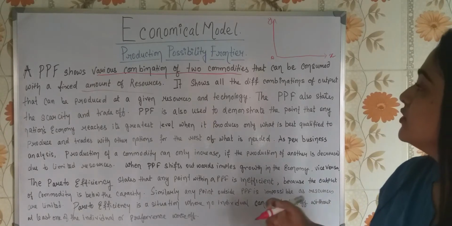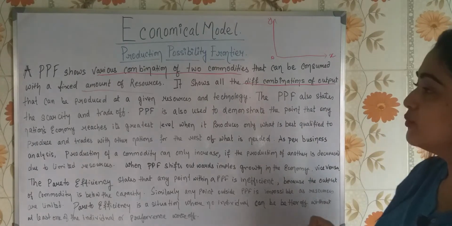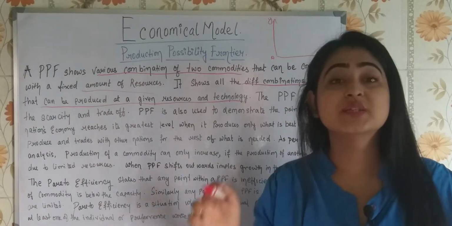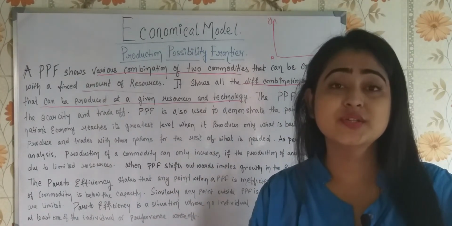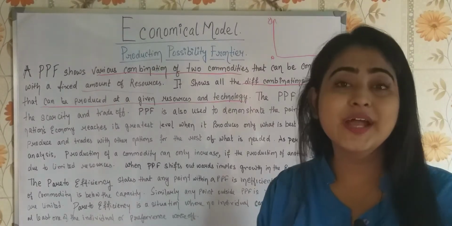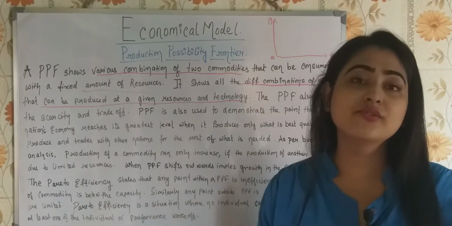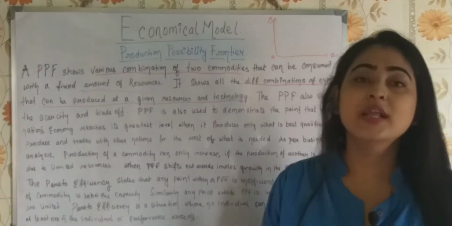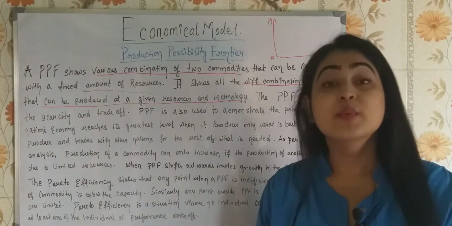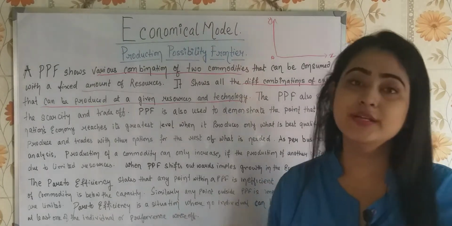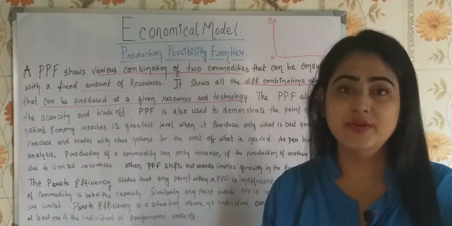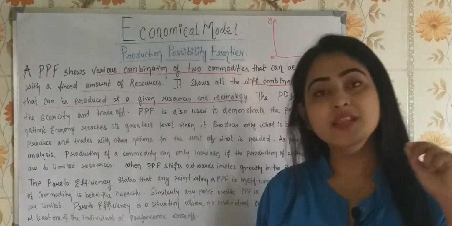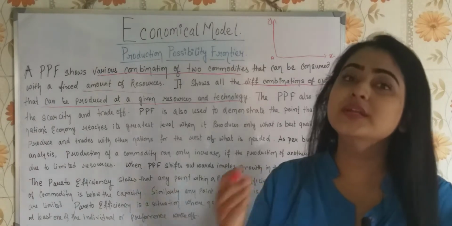Okay. Now, it shows all the different combinations of output that can be produced at given resources and technology. Remember always, whenever goods are produced with given resources, the technology is taken to be constant. You cannot consider an improvement in technology while you are making the PPF at a particular time. Why? Because when technologies are improved, the quantity produced also improves, with the given amount of resources. So that cannot happen. That is why it is always assumed that the technology is constant and the resources are fixed. There will be no increase or decrease in resources.